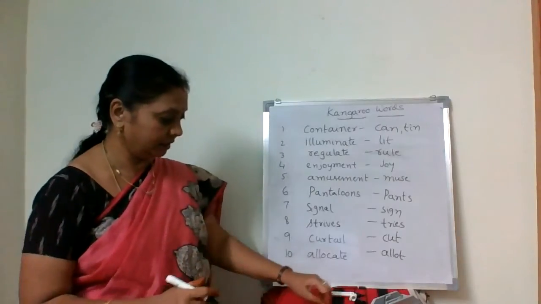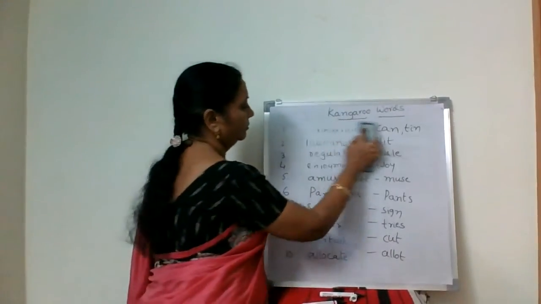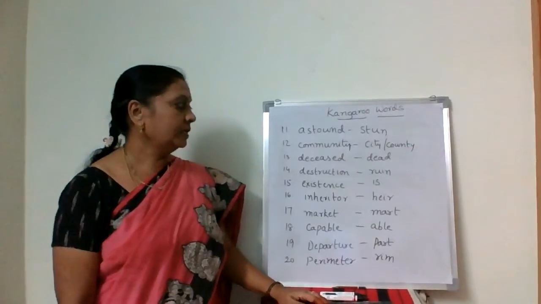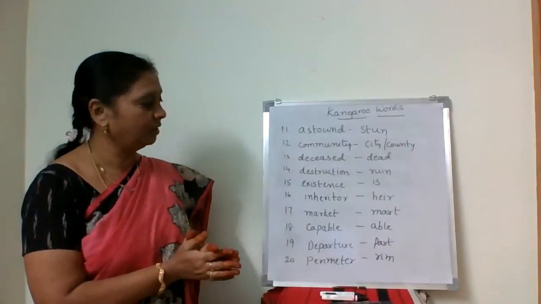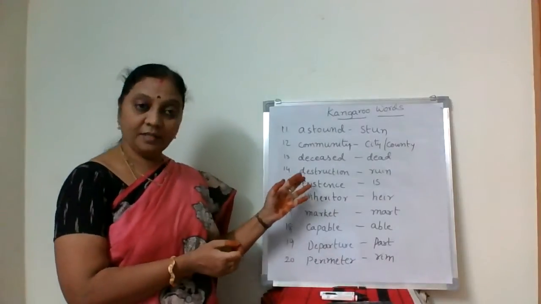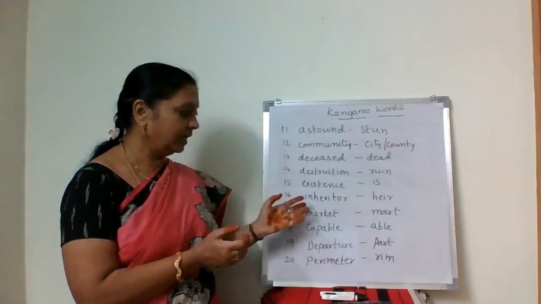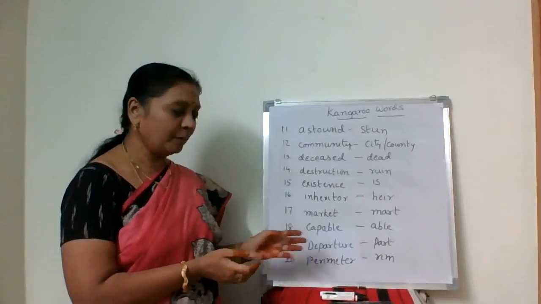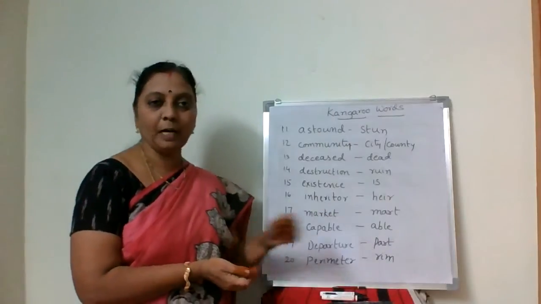Okay, next. Astound, stun. Community, city and county also. Deceased or departed, dead. Destruction, ruin. Existence, is. Inheritor, heir. Market, mark. Capable, able. Capability, ability. Departure, part.